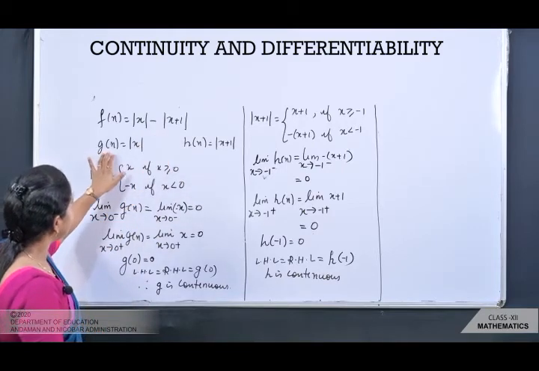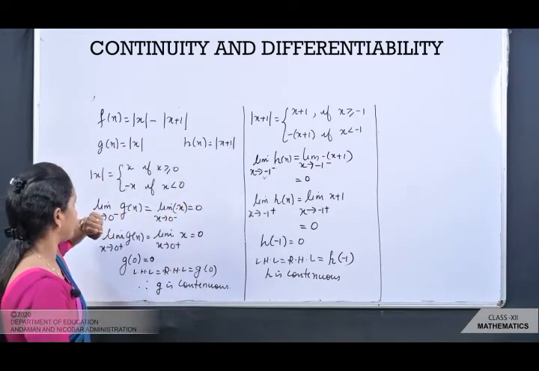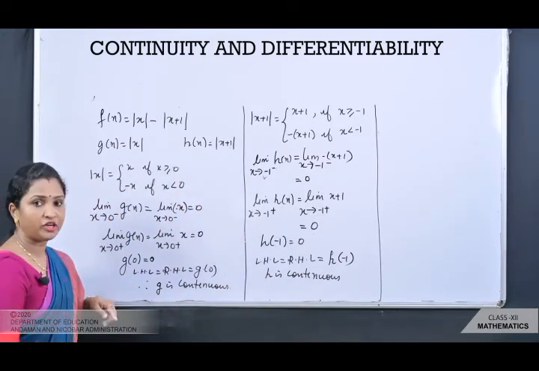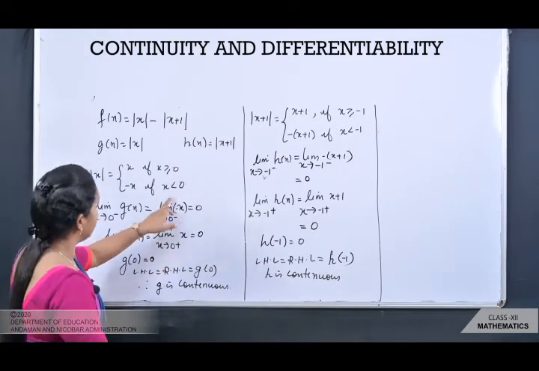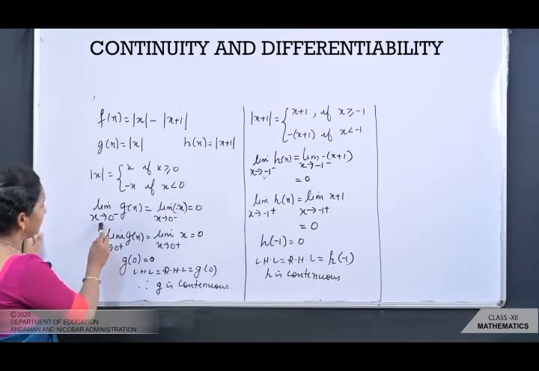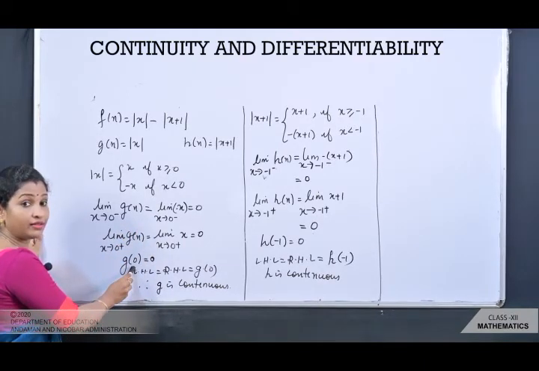So what I am doing, g of x I have taken mod x, h of x I have taken mod x plus 1. Mod x, we all know the definition of mod x, it is x if x is greater than or equal to 0, minus x if x is less than 0. Limit x tends to, I am taking the left hand limit, the right hand limit, and the value of the function at that particular point.